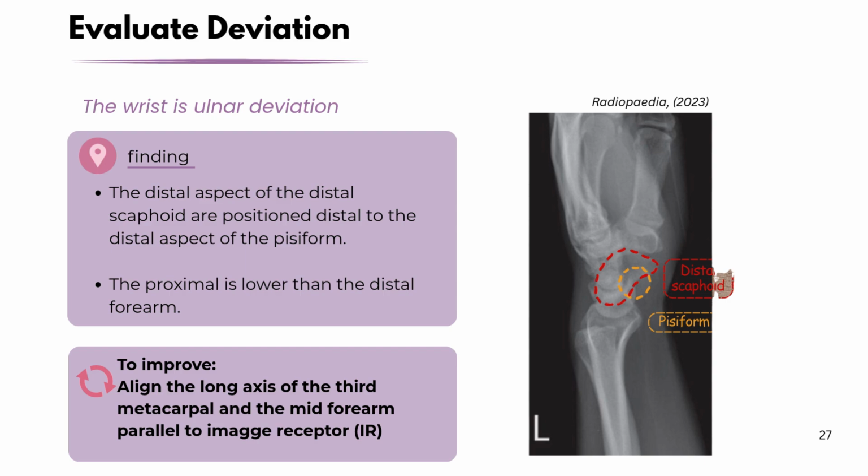The distal scaphoid is positioned distal to the pisiform, and the proximal forearm appears lower than the distal forearm. Proper positioning can be achieved by aligning the third metacarpal and mid-forearm parallel to the image receptor.